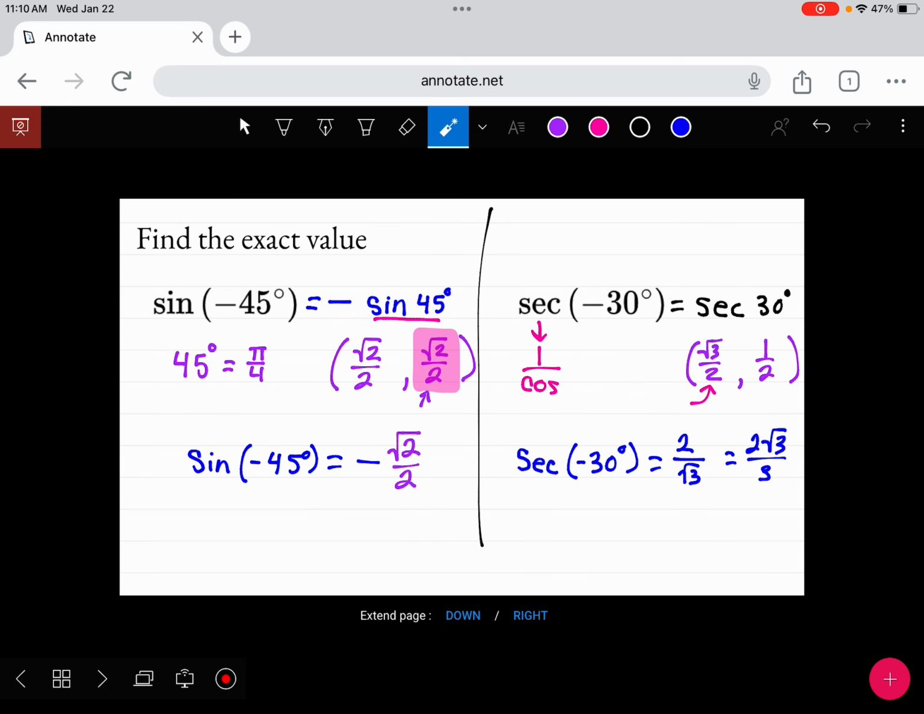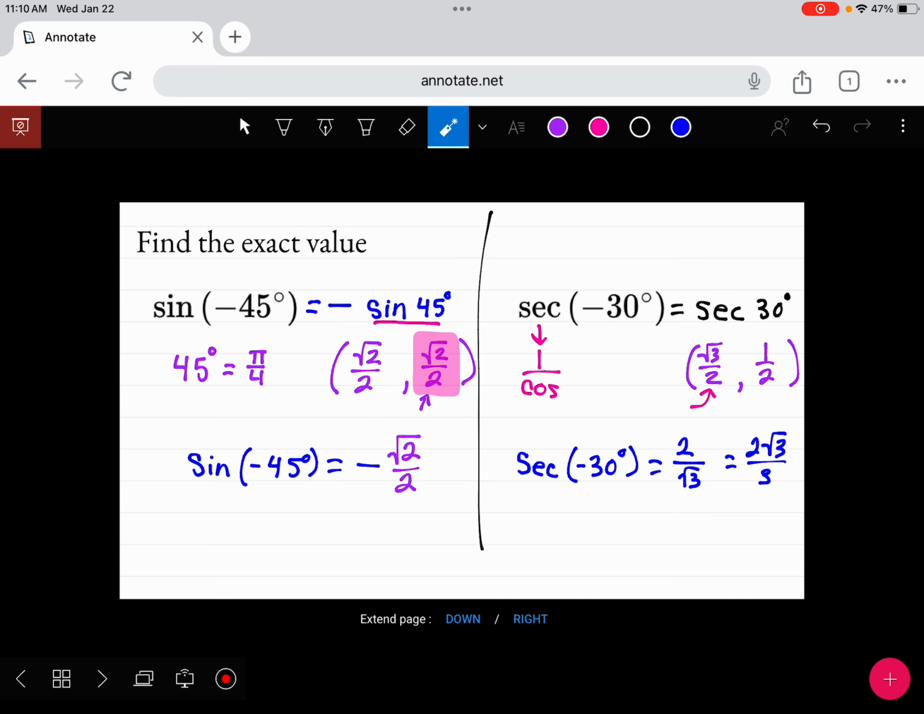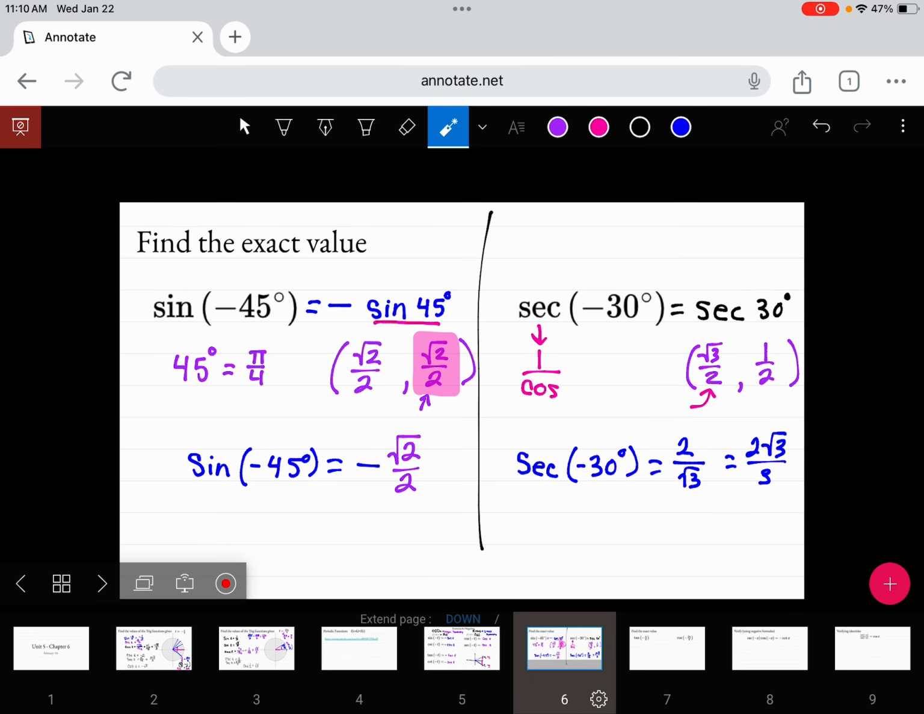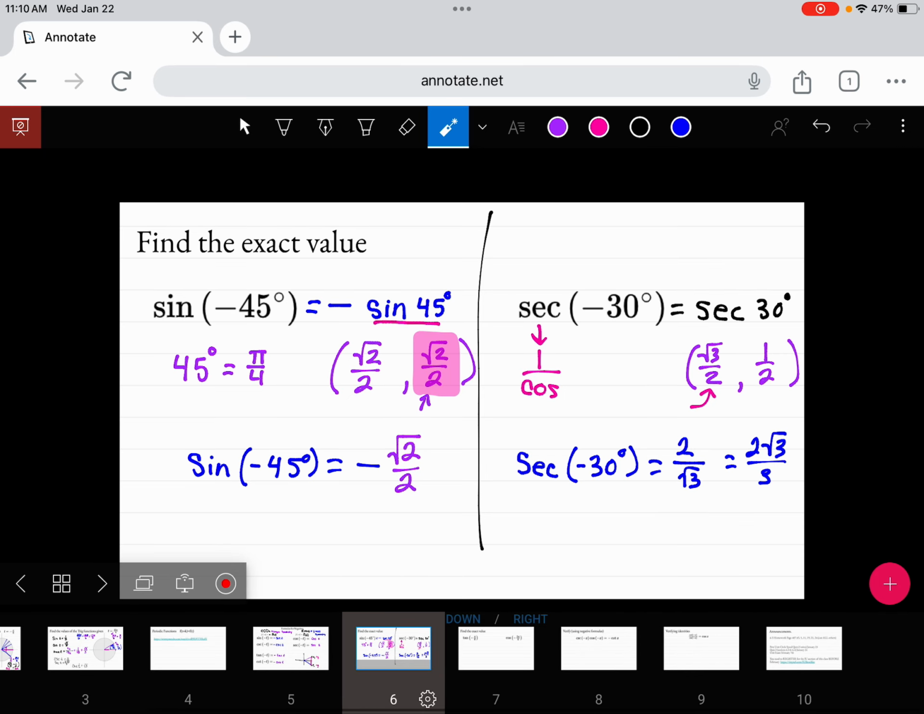Okay. Questions on these two? Okay, so that gets us, I believe, to the end of 6.3.